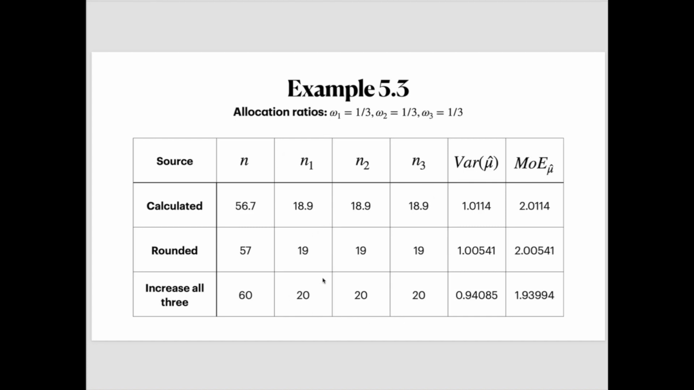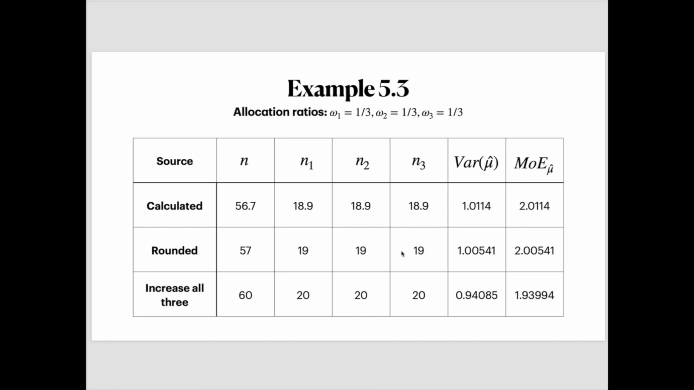And so what if we round these values to the nearest integer? In this case, these would all round up to 19 observations. And if we do that, then we would get 57 total observations. Now that would indeed preserve the allocation ratios that we've got specified here.